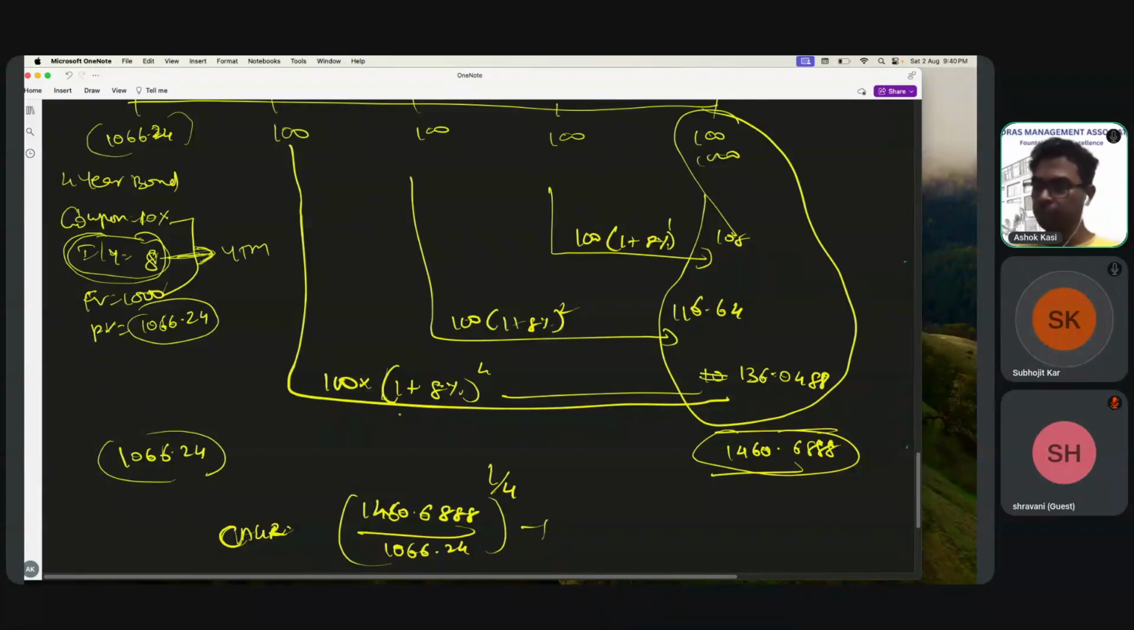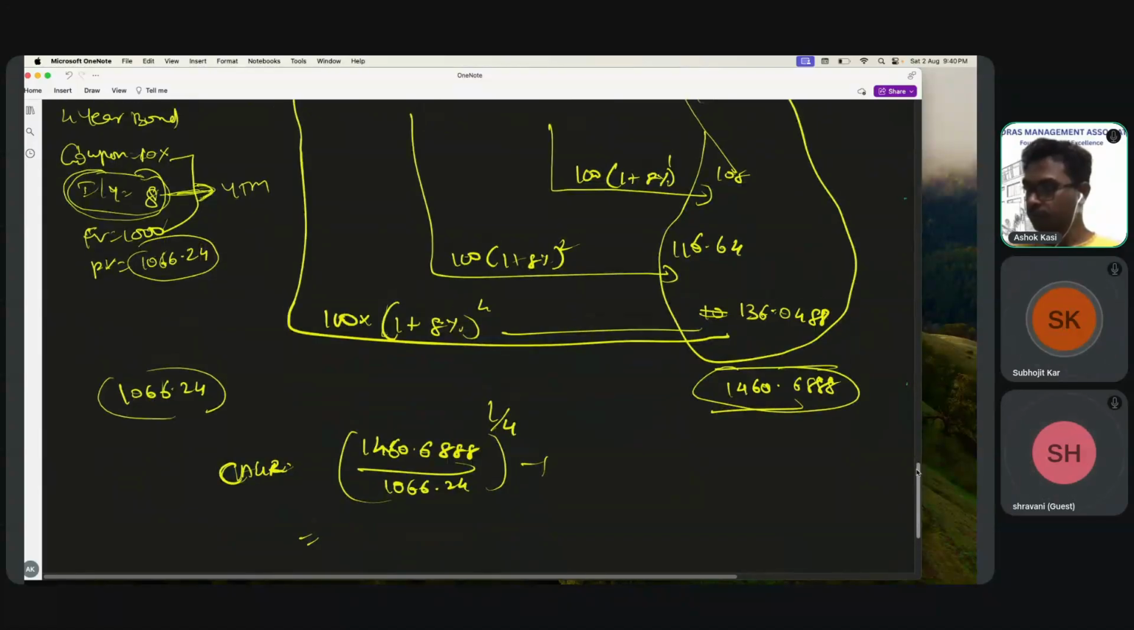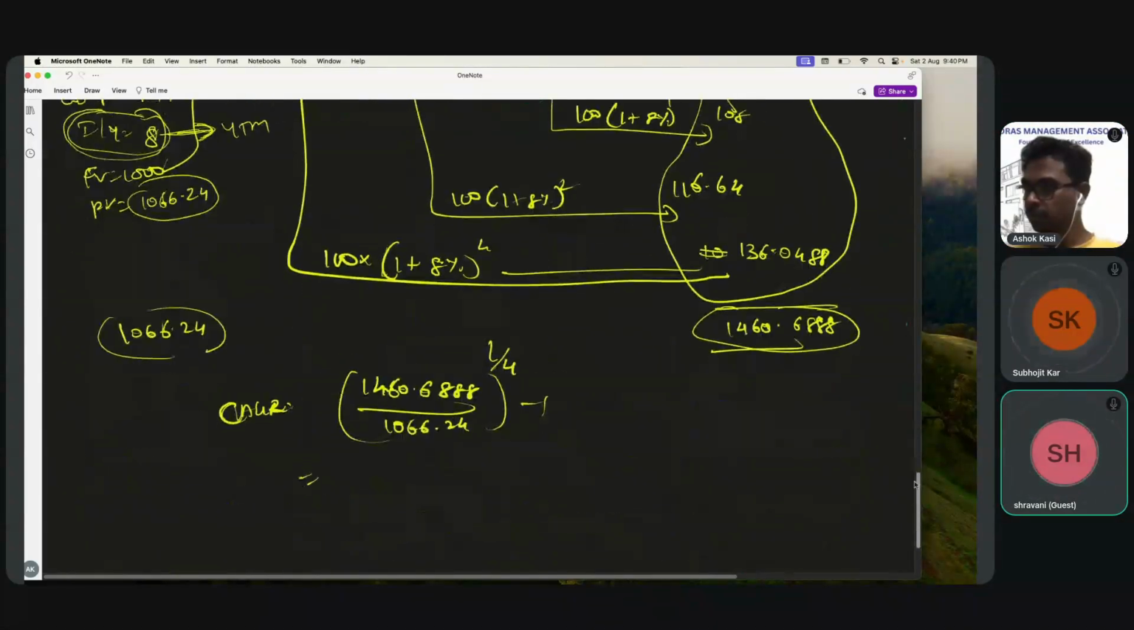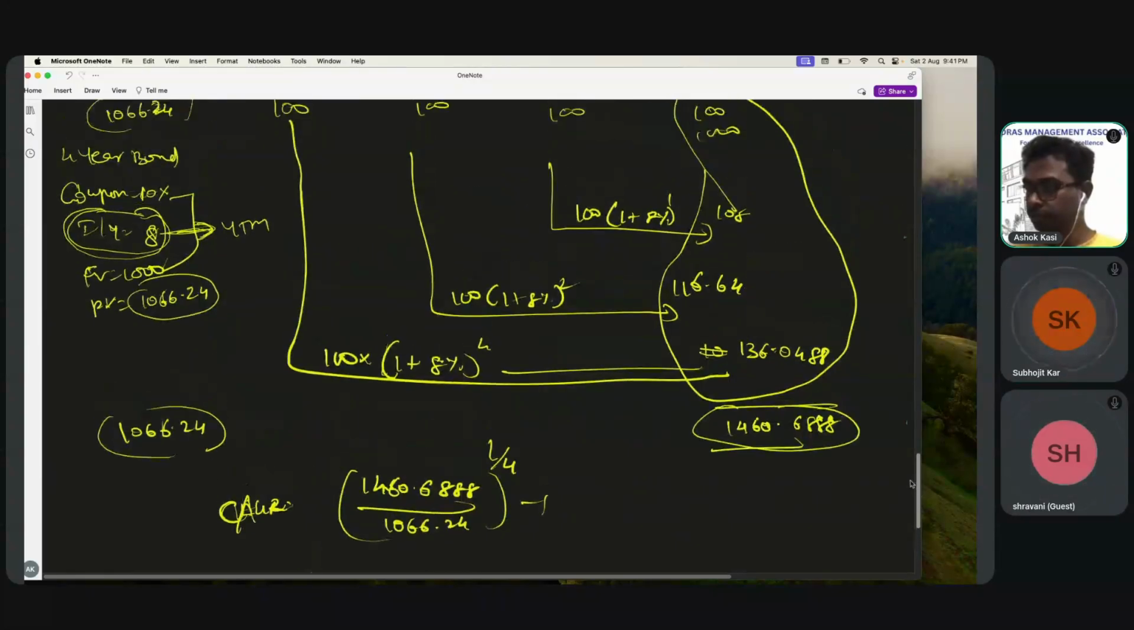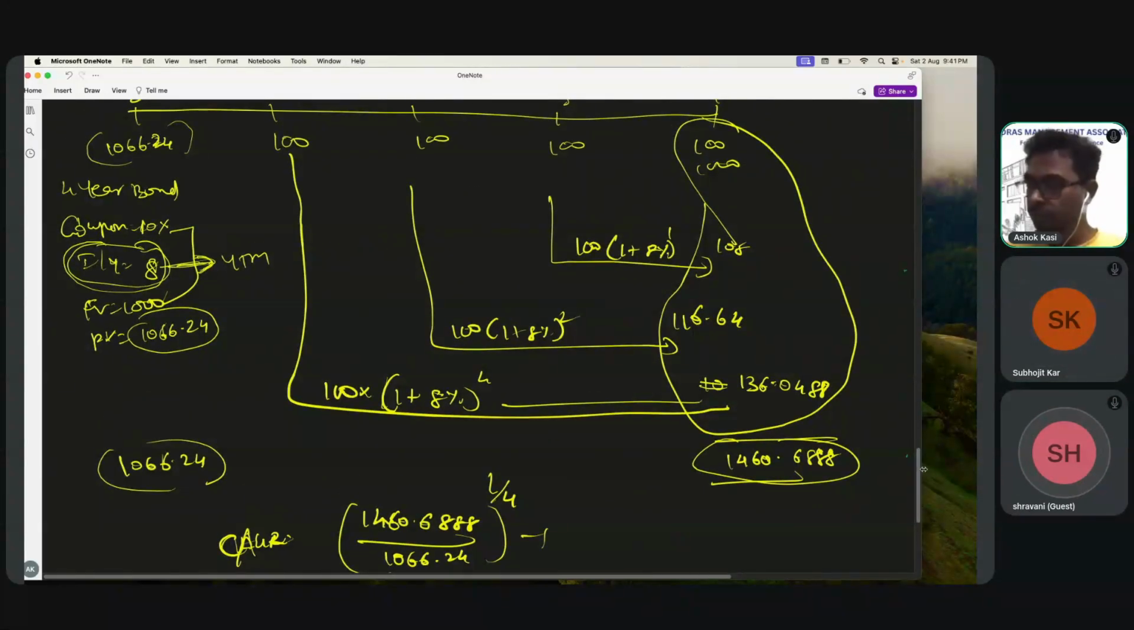Shravani, you are doing right. Yes, sir. I'm again getting the same, 8.18. Let her do. 8.18 is a little too much. Yes, so it's 8.18715. Maybe because of the time period, right?